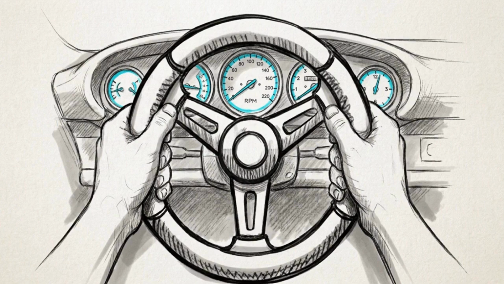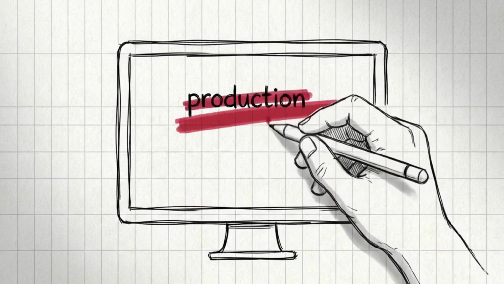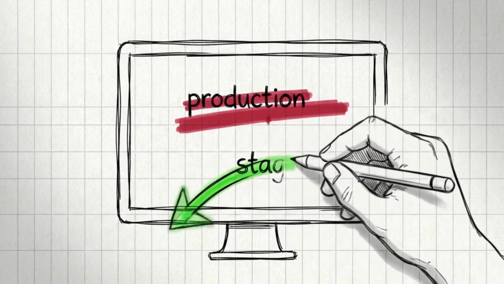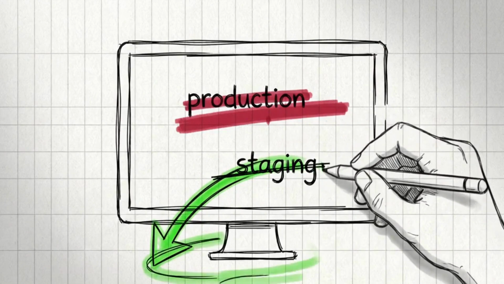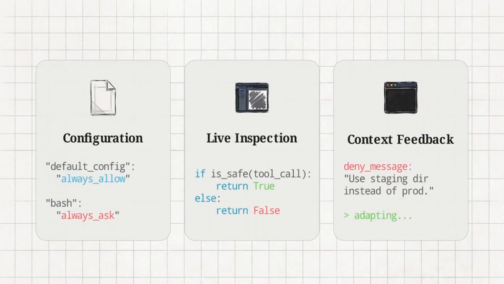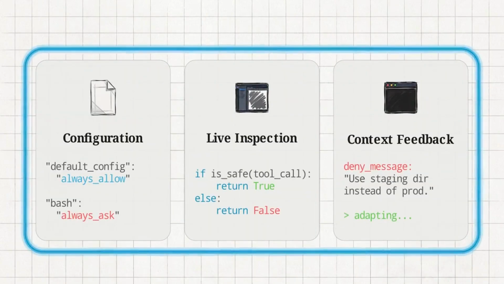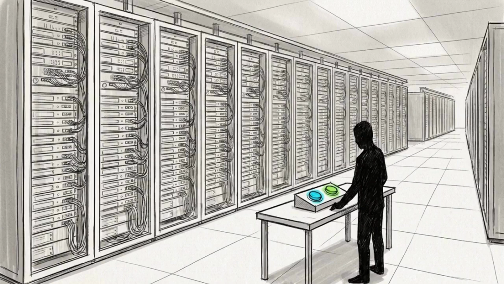This turns the permission system into a steering wheel. You aren't just blocking dangerous actions, you are providing the guidance the agent needs to complete the task safely. By combining these two simple policies with live inspection and contextual feedback, you can give an agent the full power of the shell while maintaining practical, predictable control over every action it takes.